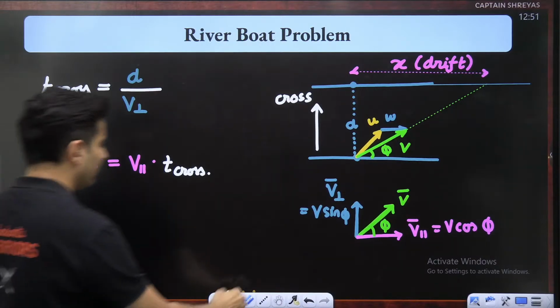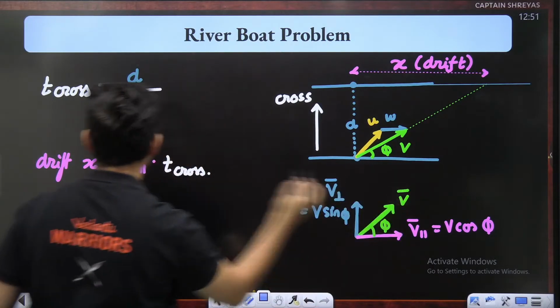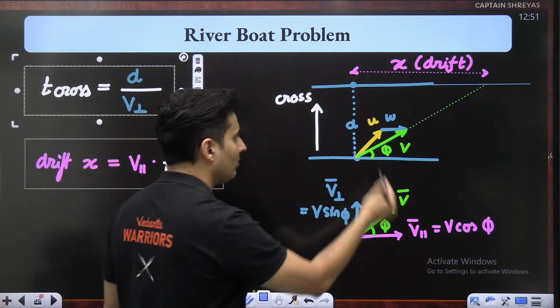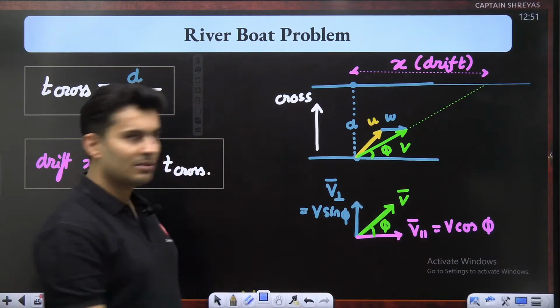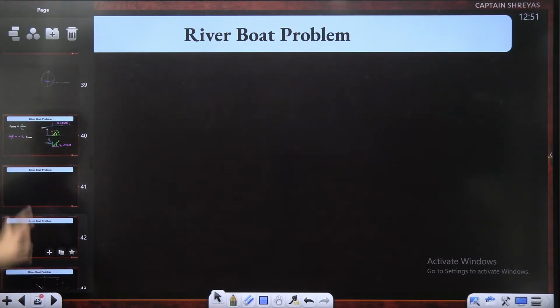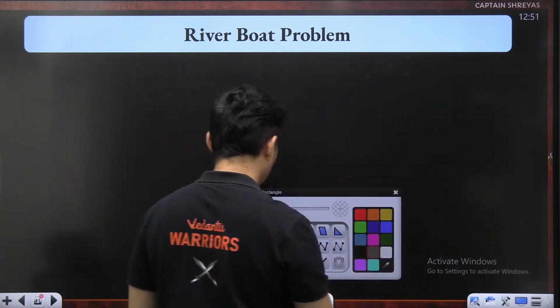Clear? These are the two main things. Just remember these two. You will be sorted. You will not get confused at all. Drift is this, and what are these components? The resultant velocity's components. As simple as that. Okay, now there are two special cases. Like I said, we'll do those two special cases and then we'll go ahead. What are those two special cases?